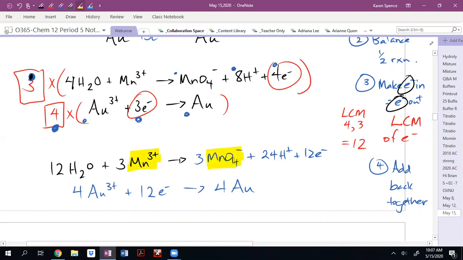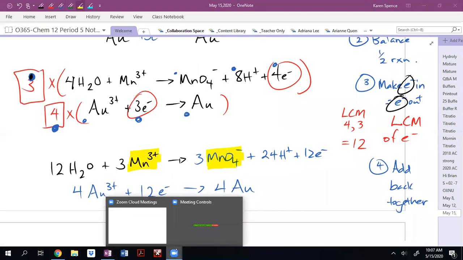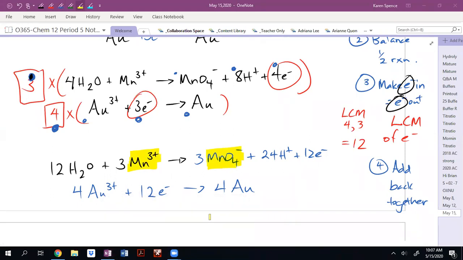Take a look at manganese and decide, without looking at the electrons or anything, do you think that's an oxidation or a reduction? Manganese 3+ goes to MnO4-. Yeah, it's an oxidation. And you can tell that because we just threw a whole bunch of oxygens on it. It got oxidized by the oxygen.